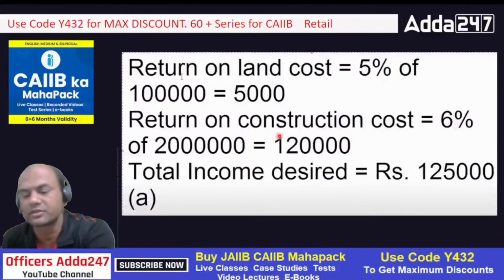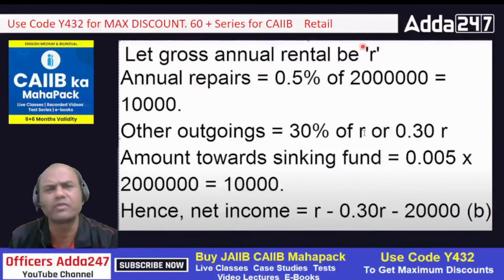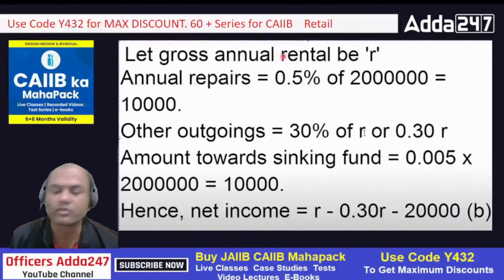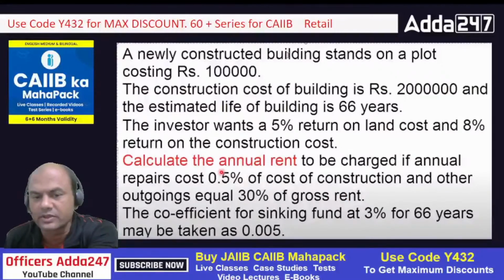So what is the defense now? Let the gross annual rent be R. So now we'll consider it R. What is given in that problem? The investor wants this, the attack is over here. Now we want the defense. Annual repairs cost is 0.5% on the construction, and other outgoings are 30% of the gross rent. Focus on these two points now. The last point I'll come to later.